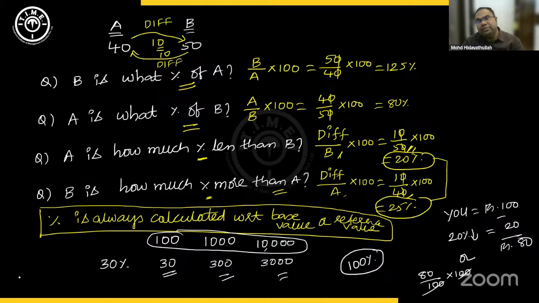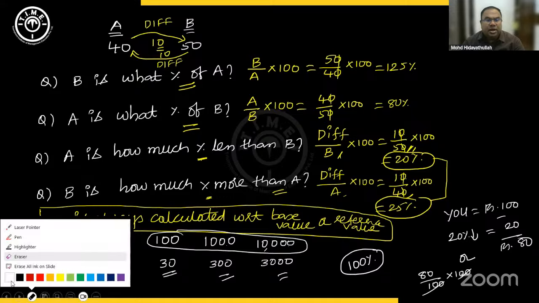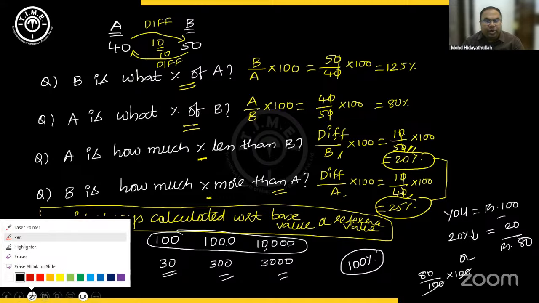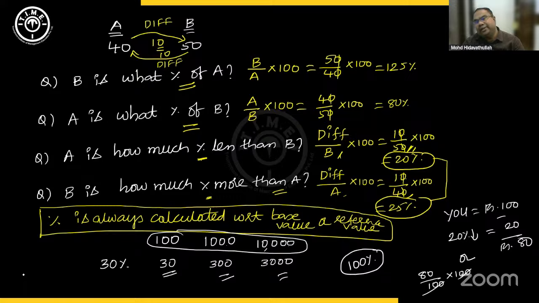I have 10% more than you: I have 110% of what you have, or I can say 1.1 times. 20% more than you: I have 120% of what you have, or 1.2 times. I have 25% more than you: I have 125% of what you have, or 1.25 times.